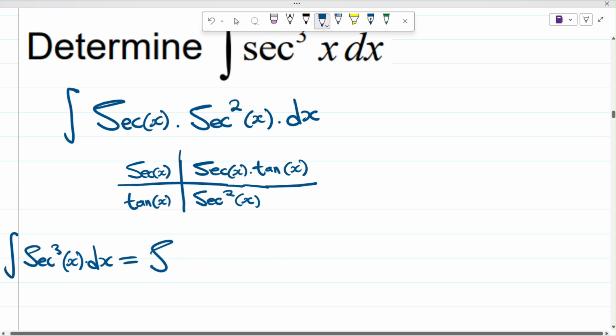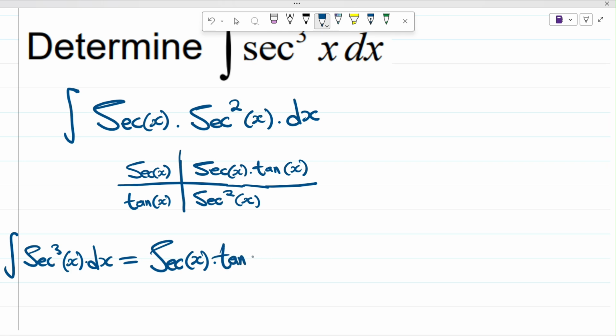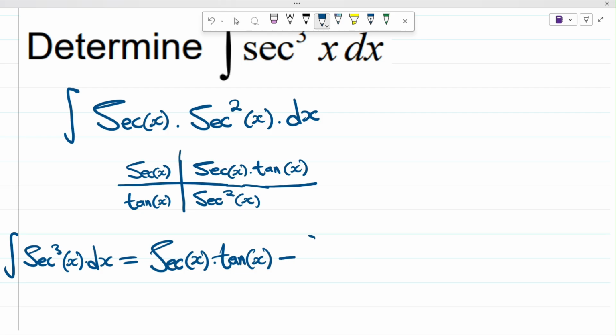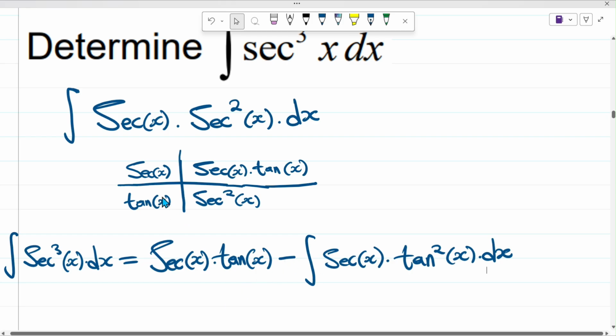Let me just try to make my handwriting nice. Sec of x tan of x. And then minus what? Minus the integral of first multiplied by third quadrant. So I'll end up getting minus the integral of sec of x multiplied by tan squared of x dx. So what is happening here is that I multiplied my third and first quadrant, then I got this part.